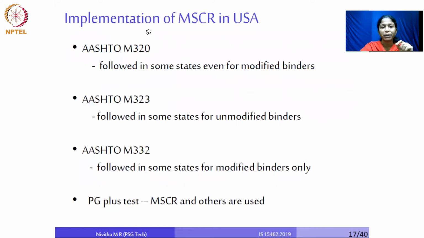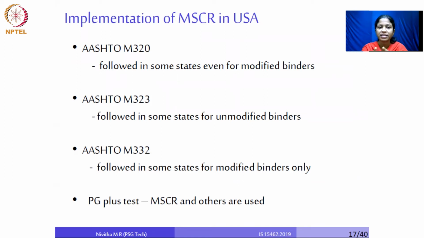Now let us look at the implementation of MSCR in USA. I'll just tell you what these codes are to understand the subsequent figure. We have 3 codes. AASHTO M320 is our original PG specification. Now AASHTO M323 is the original PG specification with grade bumping options. You would have learned about what grade bumping is.